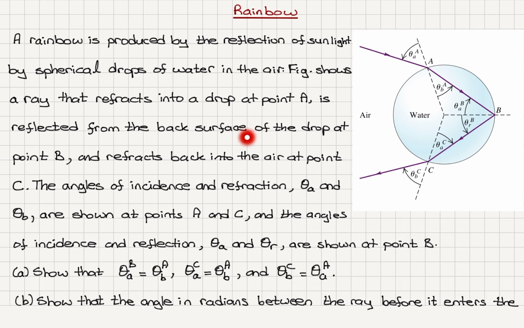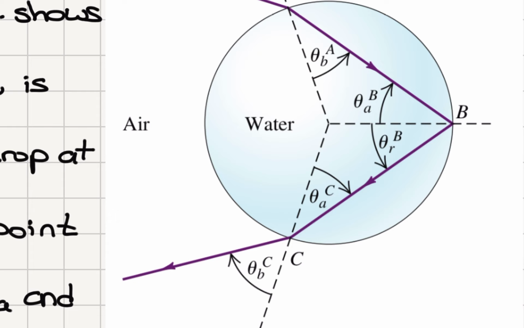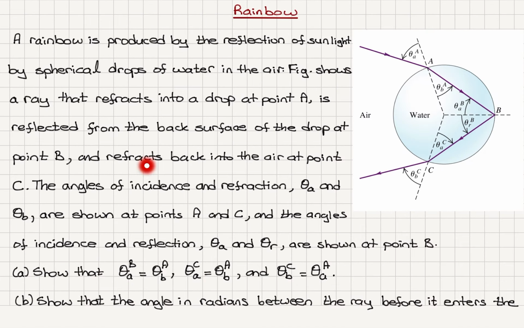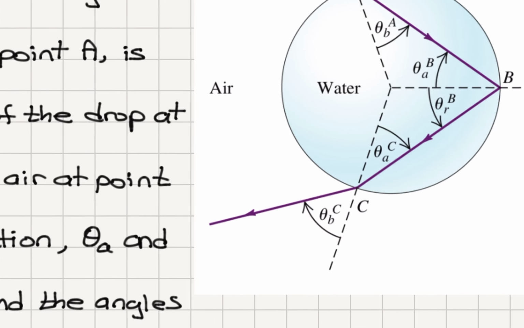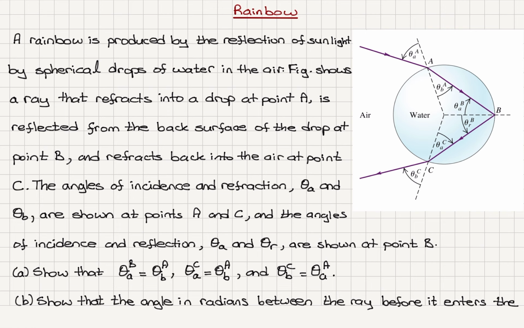The ray is reflected from the back surface of the drop at point B. So angle of incidence theta sub A at point B, angle of reflection theta sub R at point B, and it refracts back into air at point C, angle of incidence theta sub A at point C, angle of refraction theta sub B at point C. This is where refraction occurs.